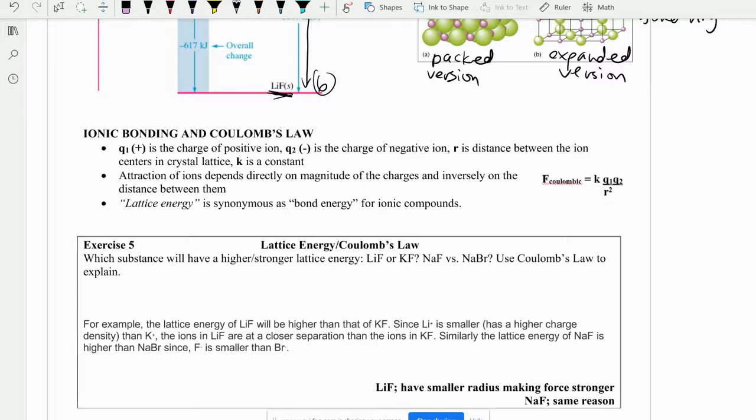In the case of ionic bonding, Q1 would be the charge of the positive ion, and Q2 could be the charge of the negative ion, where r, remember, is the distance between the two ion centers. And then, of course, we've got Coulomb's constant k in there. Now, the attraction of ions depends directly on the magnitude or size of the charges and is inversely proportional to the distance between them. So again, one more time, lattice energy is synonymous with bond energy. So when you hear that word, that's what's being referred to here.